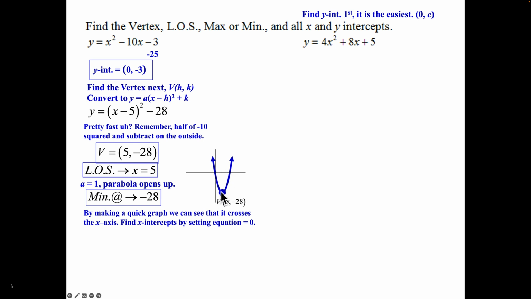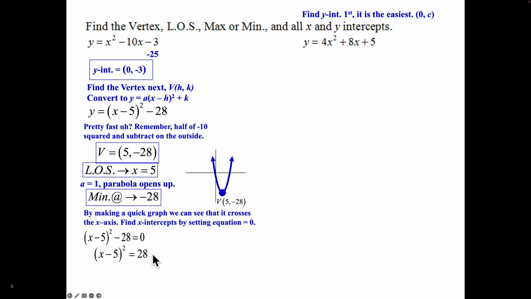If my graph, let's say, had the vertex up here in quadrant 1 and opened up, it never crosses the x-axis, and I would have to say, oh, there are no x-intercepts because it will not cross the x-axis. I'm done. So to find those x values right here on the x-axis, go back to your equation right here and set it equal to 0. (x - 5) quantity squared minus 28 set equal to 0. Add the 28 over.